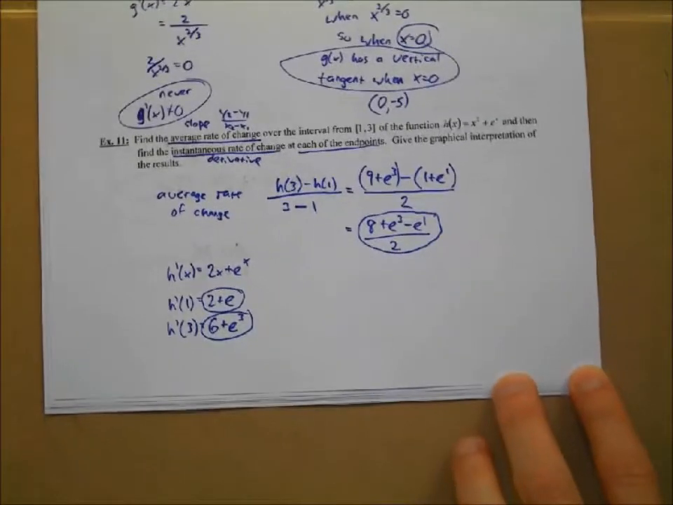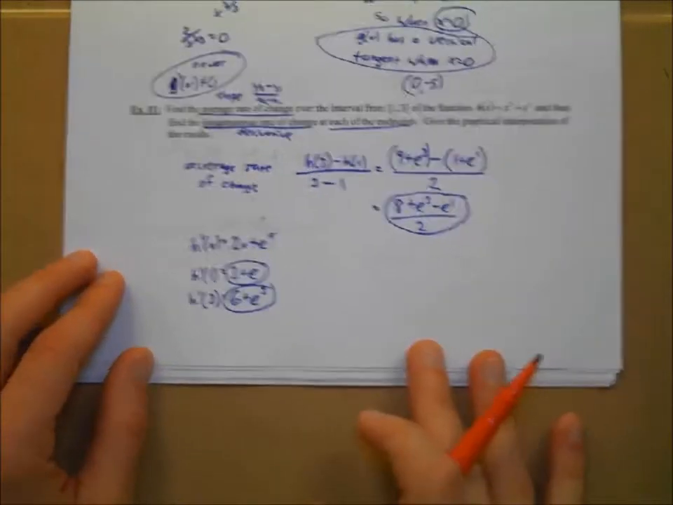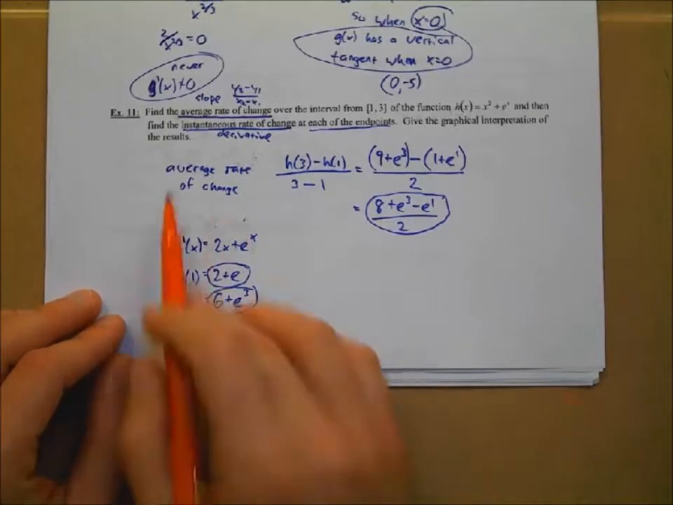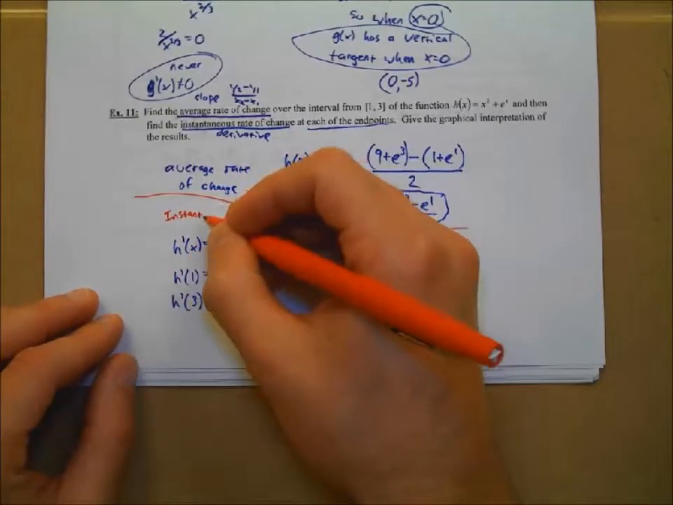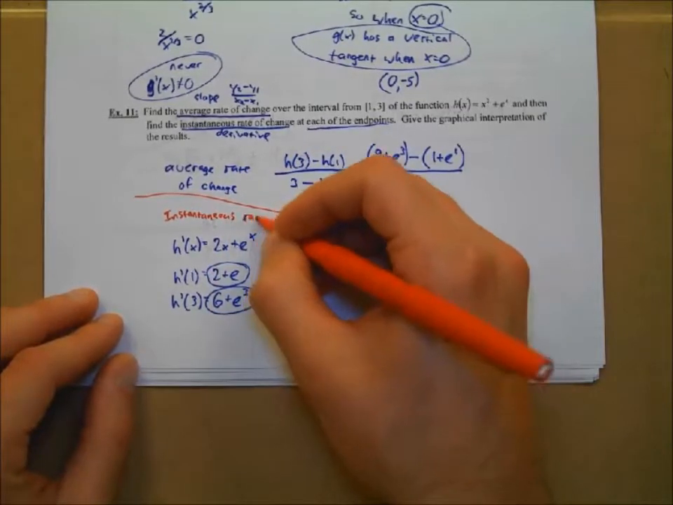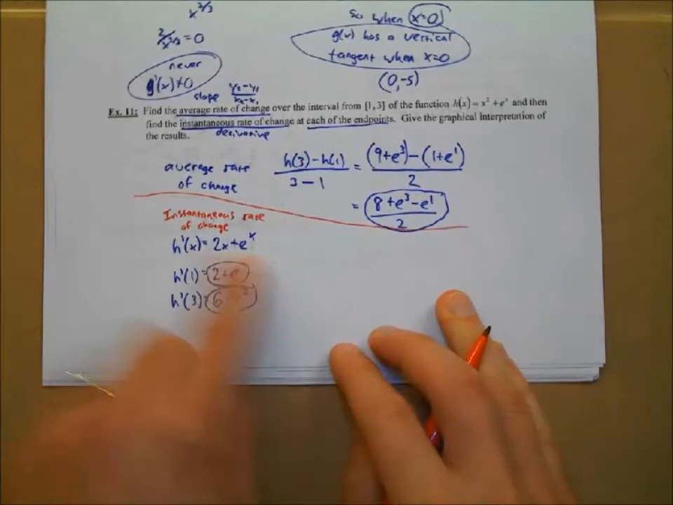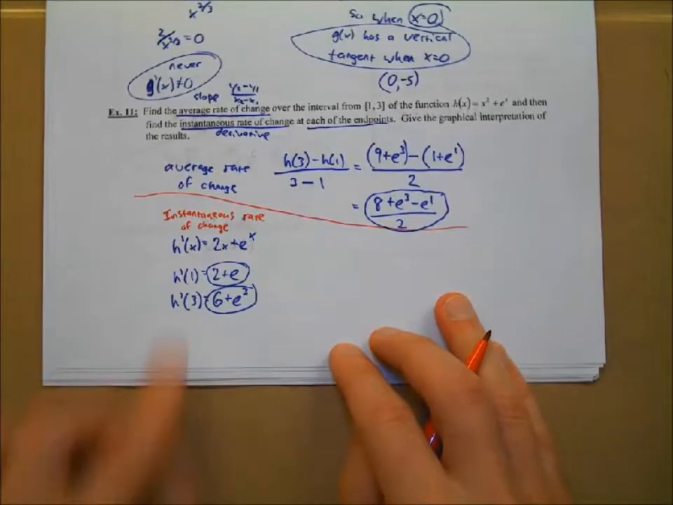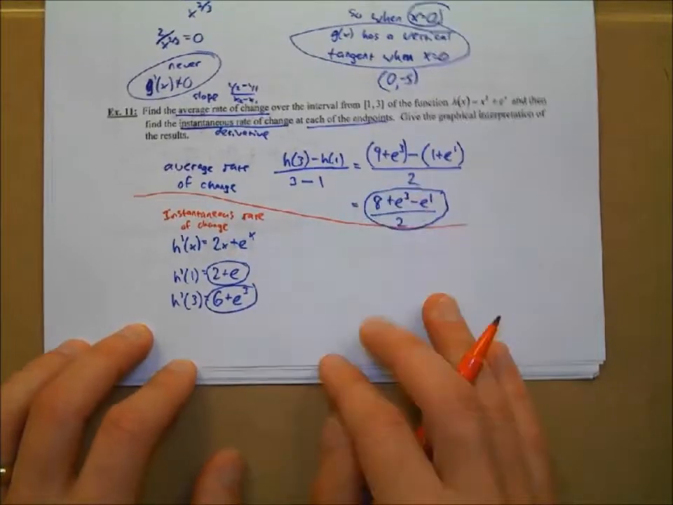Okay. There are our slopes, the instantaneous rates of change at each of the endpoints. Okay, all right. So the average rate of change is a separate calculation. Instantaneous rate of change is merely finding the value of the derivative at particular points. In this case, it was just the endpoints. So I find the derivative, 2x to the 1 plus e to the x. Plug in 1, plug in 3. Don't forget to plug in that 1 and 3 for both x values there. Both x's.